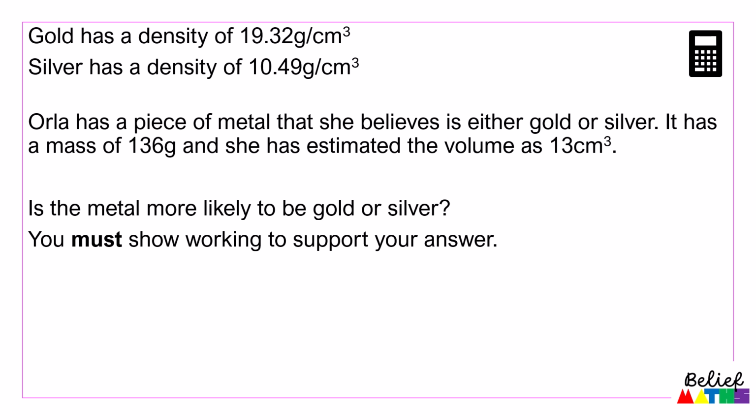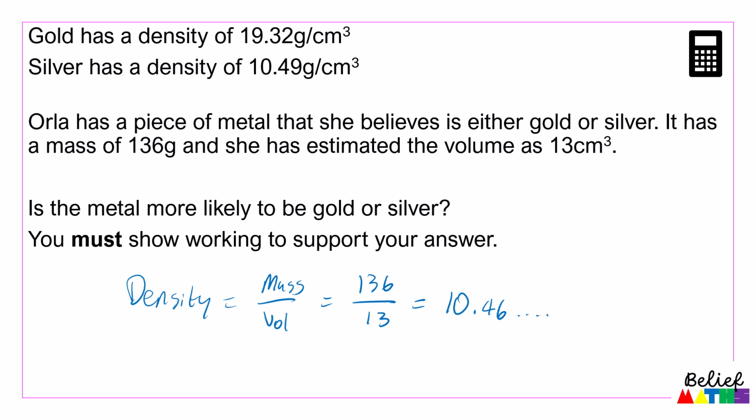So very quickly, all we have to do is figure out the density. Remember, density is mass divided by volume. So the mass here is 136, the volume is 13, and if we do 136 divided by 13, again using our calculator, that gives us 10.46, etc. grams per centimeter cubed. So therefore, clearly comparing that to gold and silver, it's more likely to be silver.